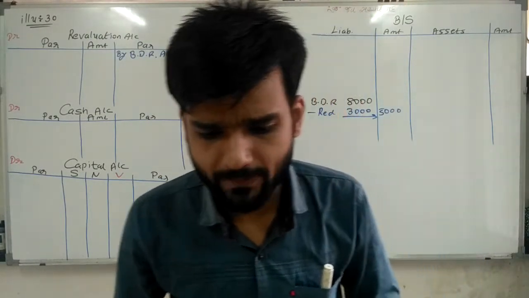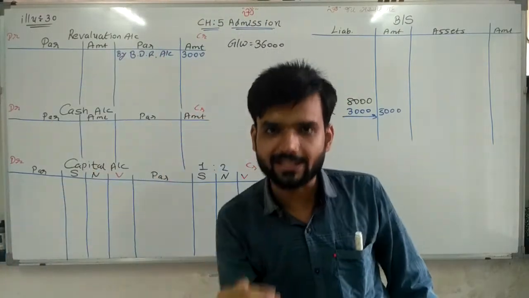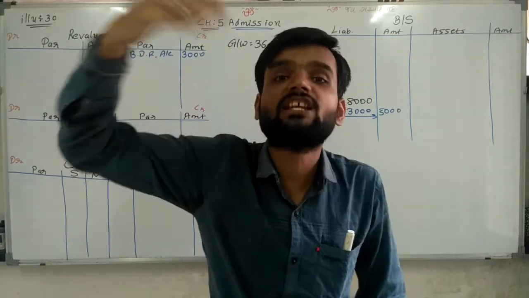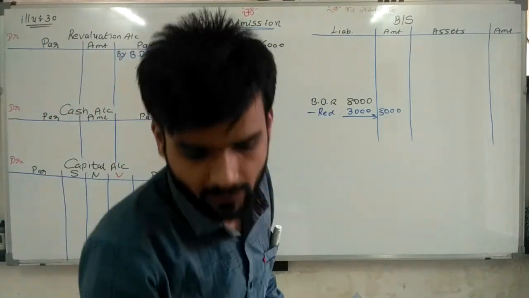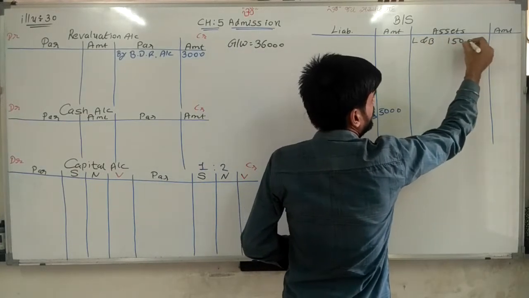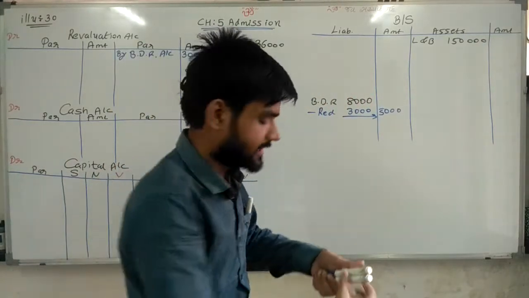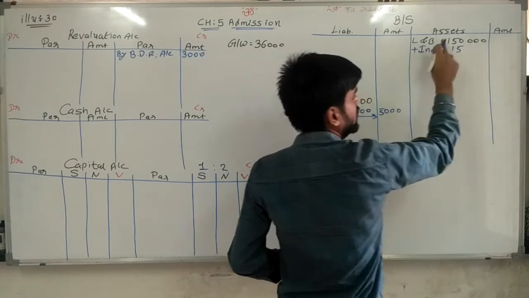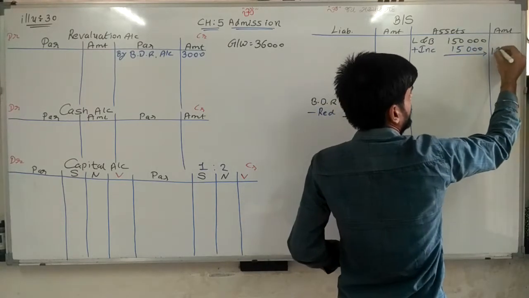Adjustment number 3. The value of land and building is to be appreciated by 10%. Land and building value appreciate means increase, depreciate means decrease. We calculated depreciation, meaning decreasing. Here appreciation means increasing. So the value of land and building is increasing by 10%. Land and building is given as 1,50,000 rupees, and its value appreciated by 10%. So plus, increase, 10% of 1,50,000 is 15,000. In the outer column writing 1,65,000.